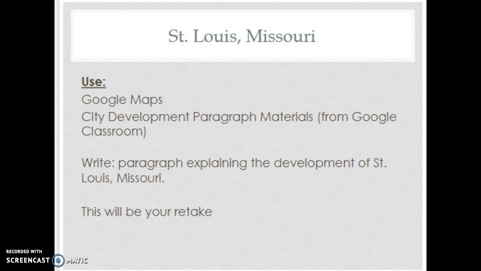Okay, what I'm going to have you do then for your retake is focus on St. Louis, Missouri. And I want you to do the same thing. Use Google Maps and zoom in and out until you get the rivers. Okay, a couple rivers there. Make sure you write those down. Then go to the city development paragraph materials on Google Classroom. That's just my really bad way of saying the maps that I gave you. Go find those there. Locate where St. Louis is. Make sure you jot down the physical features and the natural resources around there, and then on the sheet that I give you, write your paragraph explaining the development of St. Louis, Missouri, and then hand that in. That will be your retake.